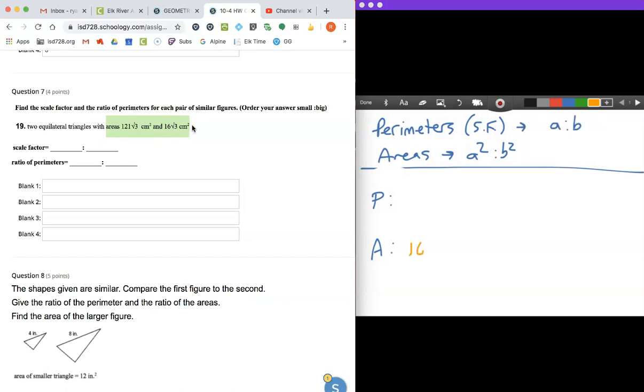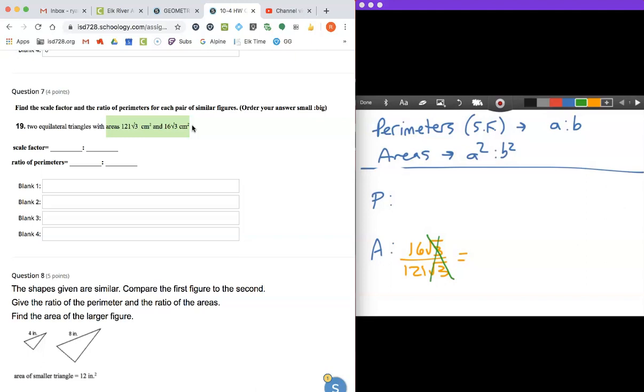So the smaller number is 16 square root of 3. The bigger number is 121 square root of 3. That's not a simplified ratio because there's some things that can simplify. So first off, the square root of 3's will just cancel. If you take square root of 3 and you divide it by square root of 3, that's just 1.